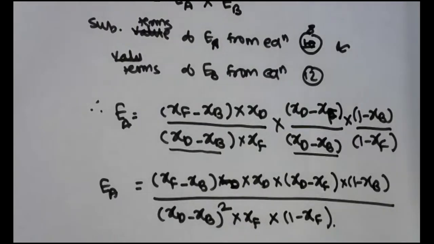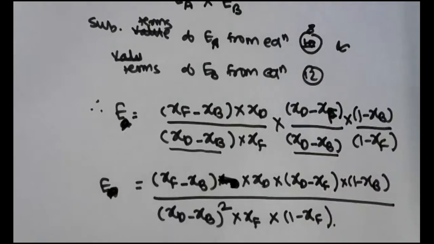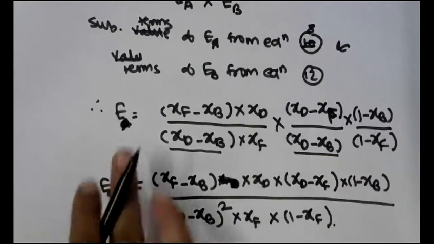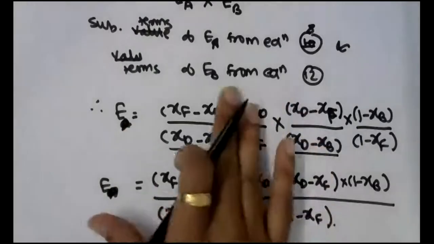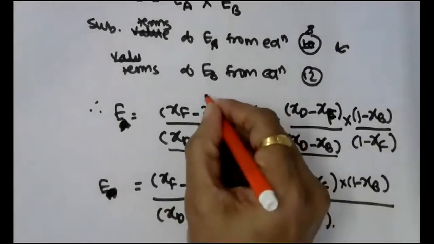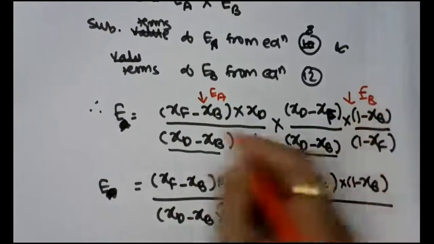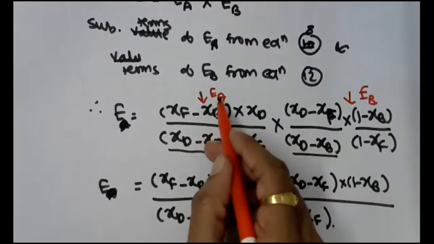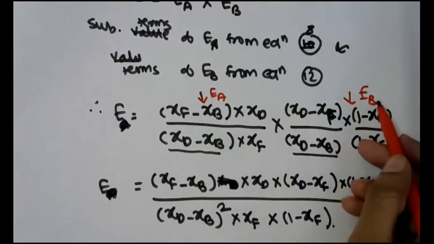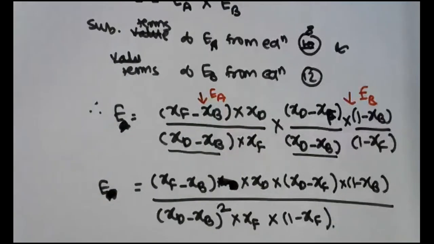So in this way, by using this expression, overall effectiveness E can be calculated. E is equal to effectiveness based on oversize multiplied by effectiveness based on undersize. So this represents EA, this represents EB. So the product of effectiveness based on oversize multiplied by effectiveness based on undersize is equal to E, that is the overall effectiveness. Now, what does it mean by overall effectiveness?